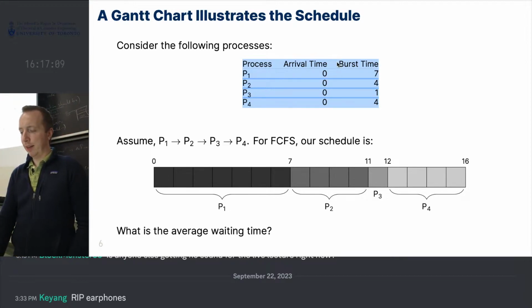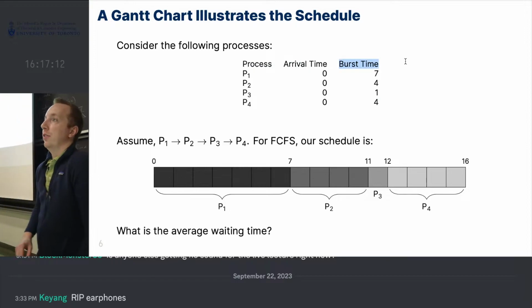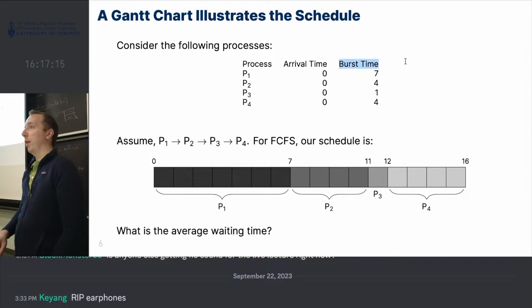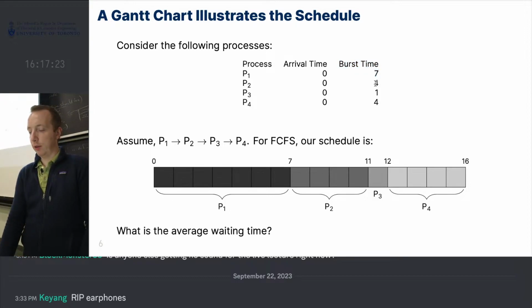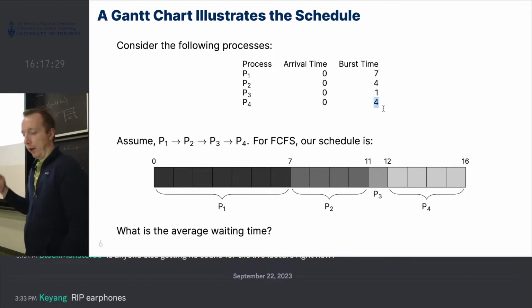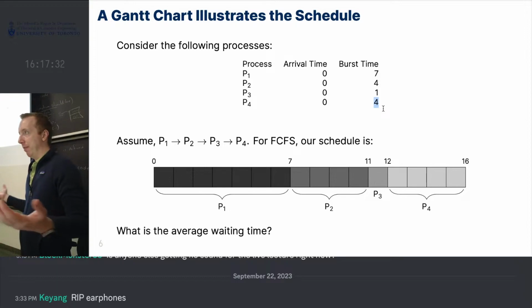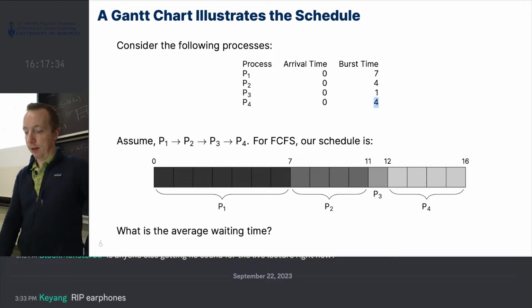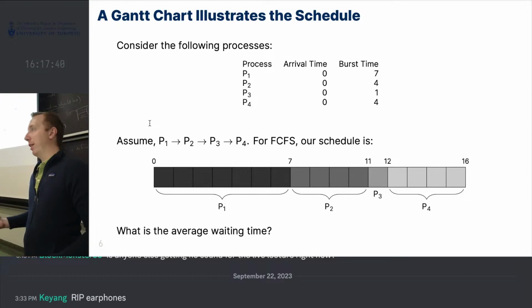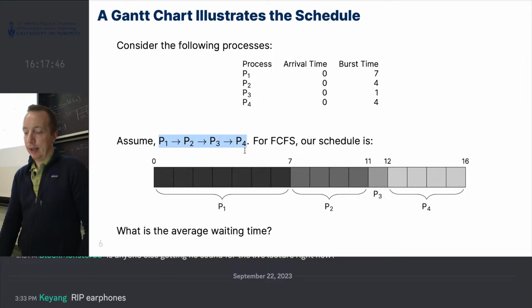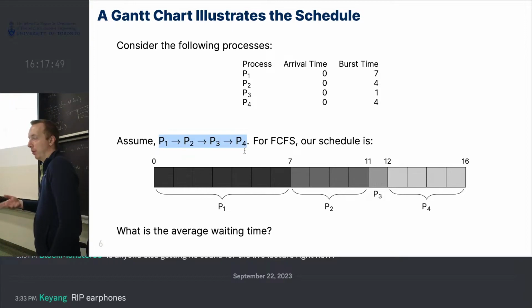Then burst time, you might think, hey, that's a weird term. Burst time just means how long each process wants to execute on the CPU until it is completed. So process 1 needs to execute for 7 time units, process 2 for 4, process 3 for 1, process 4 for 4. And that's all we need to know about the processes. They all arrive at the same time instant, so I'll just break the tie and tell you the order they arrive in, down to the nanosecond: process 1 arrives, then 2, then 3, then 4.